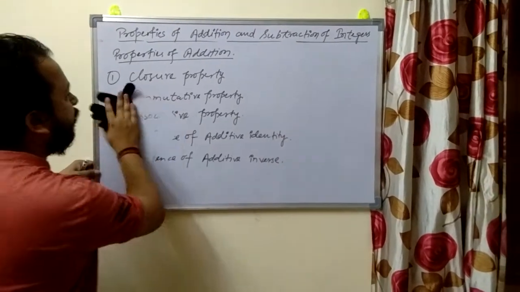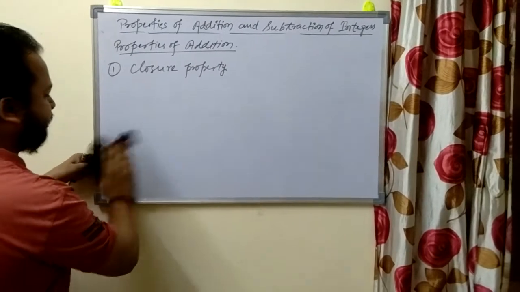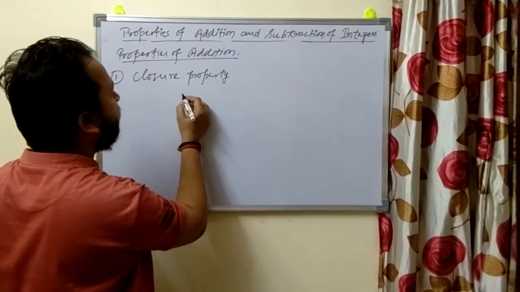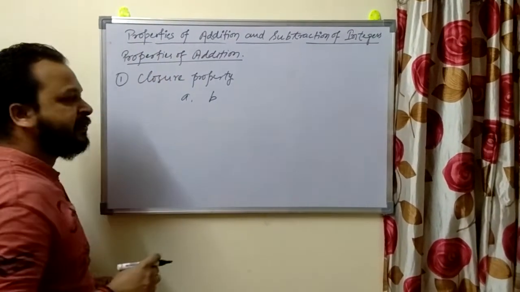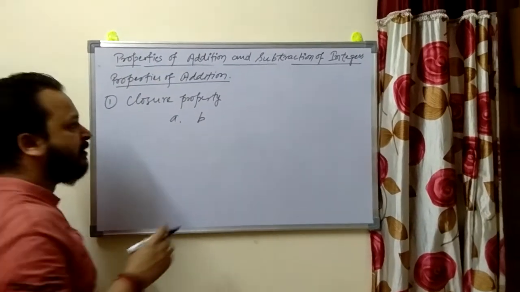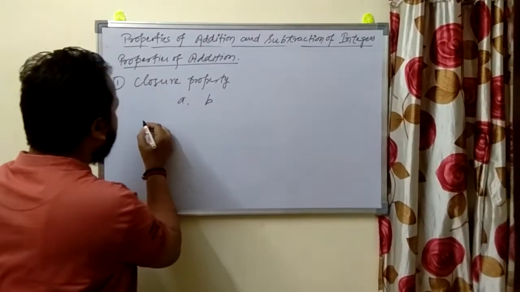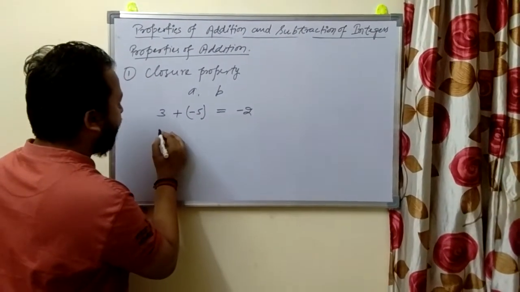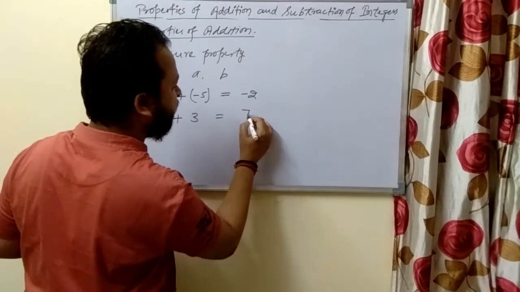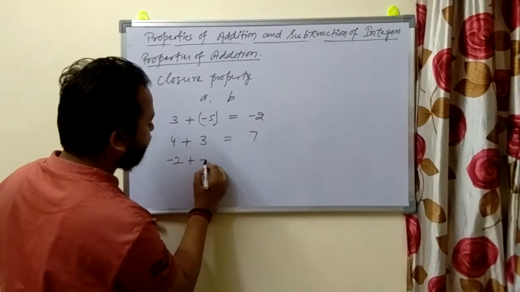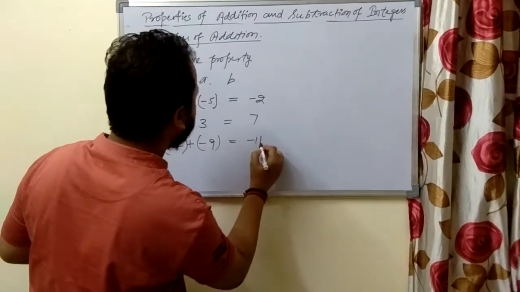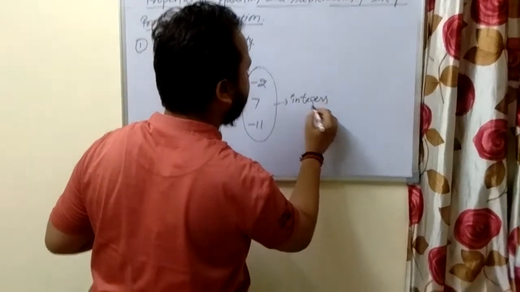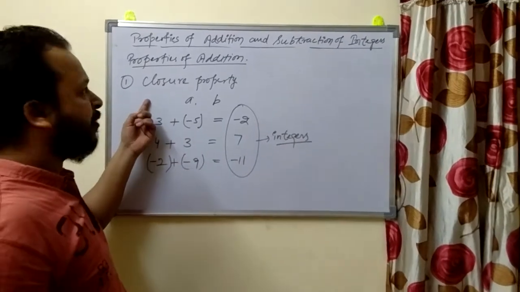So let's start with the closure property of integers. This property says that if there are two integers a and b, then the sum of these integers will always be an integer. For example, 3 plus minus 5, the sum is minus 2. 4 plus 3, the sum is 7. Minus 2 plus minus 9, the sum is minus 11. Right? These are integers. So this is the closure property of integers.